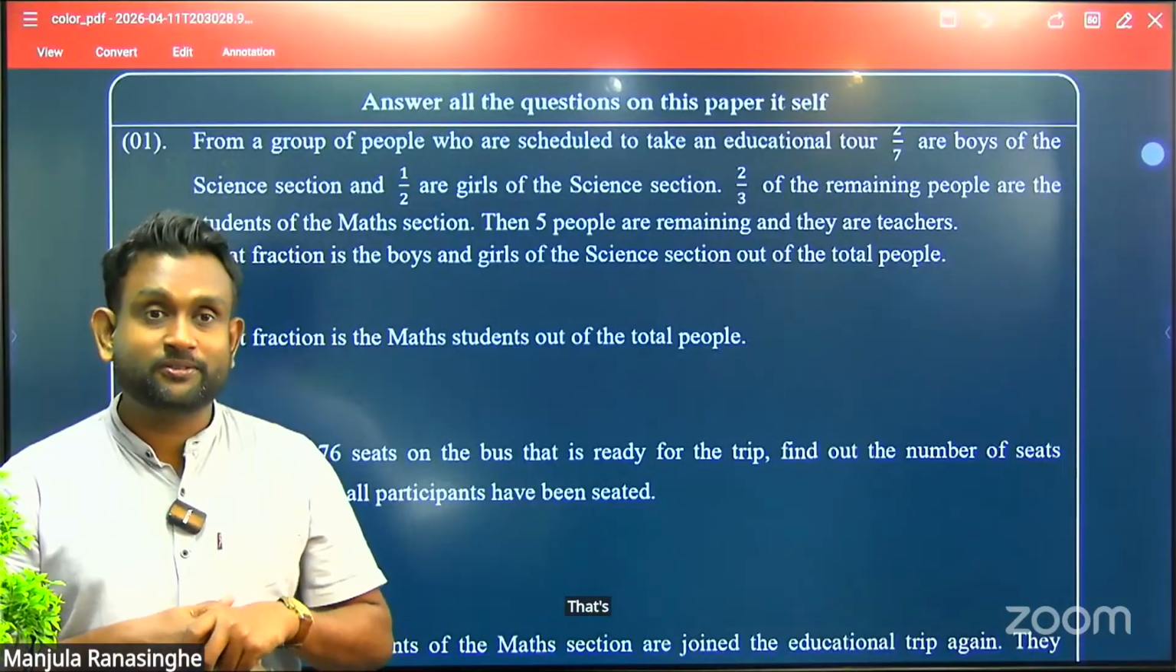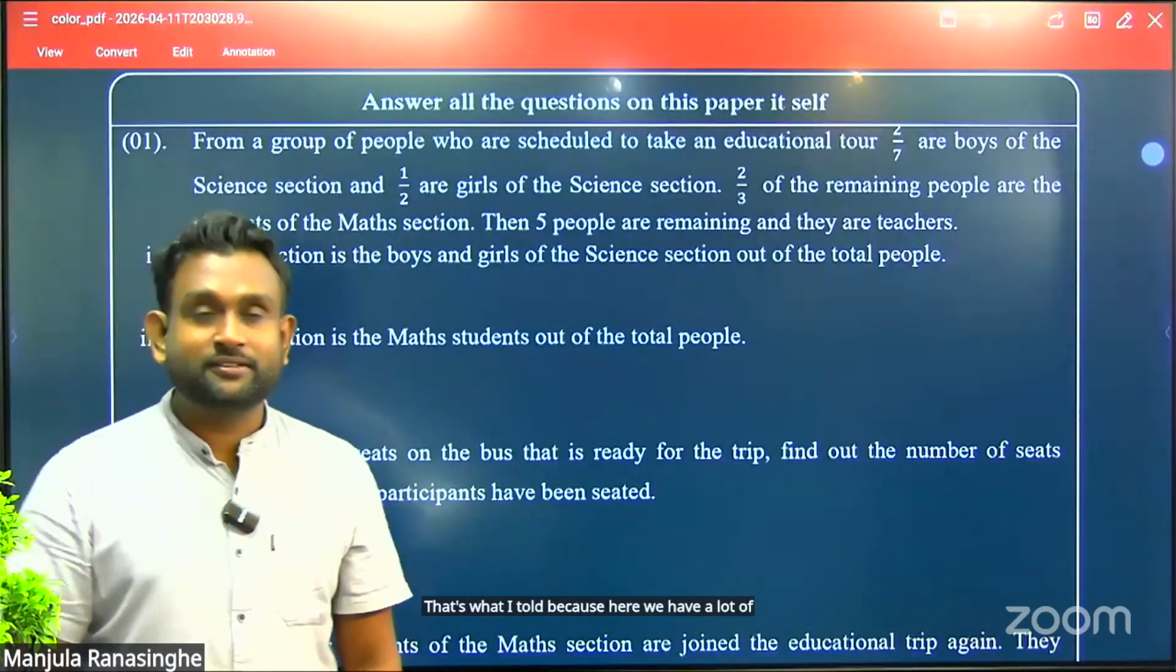That's what I told, because here we have a lot of students who cannot understand Sinhala.